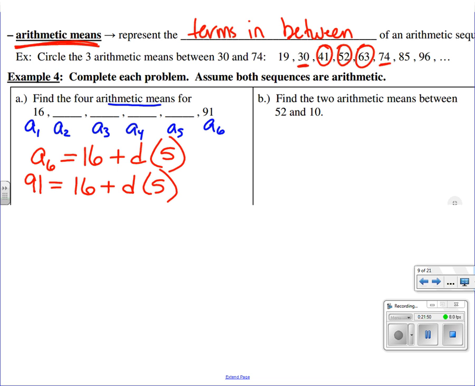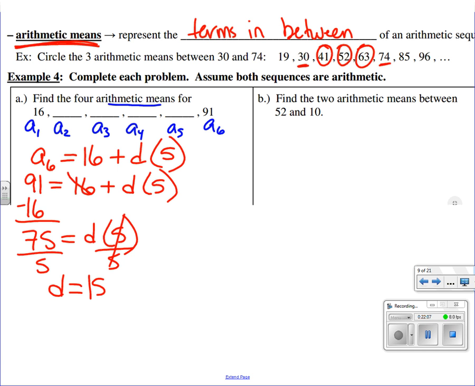Denise, what would you do next? Good. So that gives you, thank you. And you get 15. Okay. You don't really need to do any more work. You do need to fill in the blanks. Very good. D stands for what? The difference is 15. So I need to take 16 and add 15. What does that give me? 31.